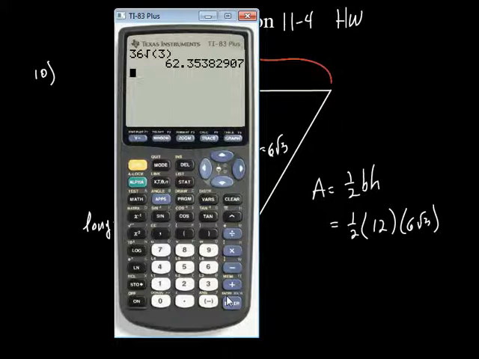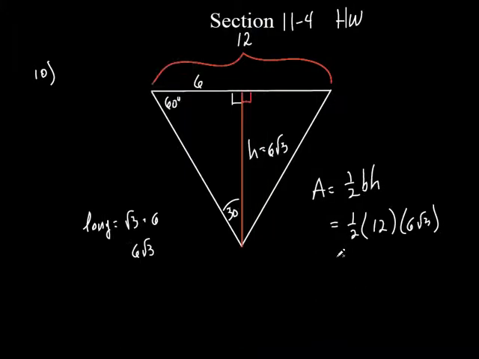62 point, what did they say to round it to? Tenth, right, so 62.4. Is that the answer? Oh yes, it is the answer. It's in millimeters, correct? I didn't put that on there, but it is millimeters. It's area, so it's squared, so it's 62.4 millimeters squared. You should have been able to get that one yourself. If you didn't, I don't think you tried hard enough, to tell you the truth.